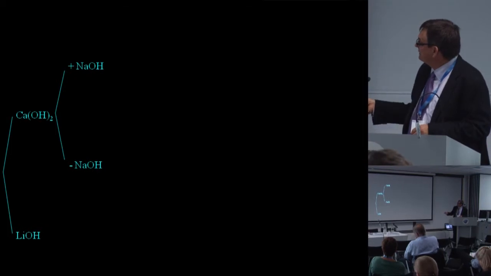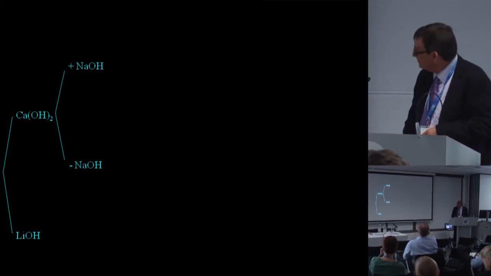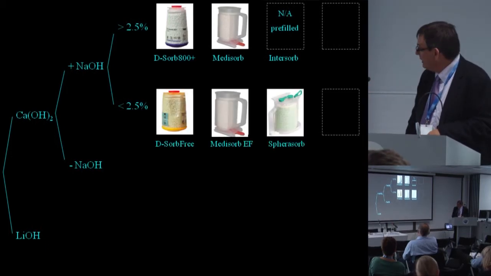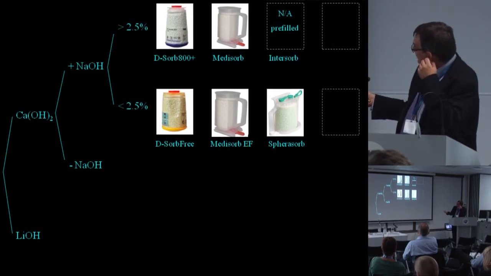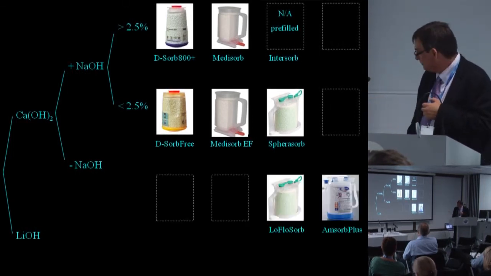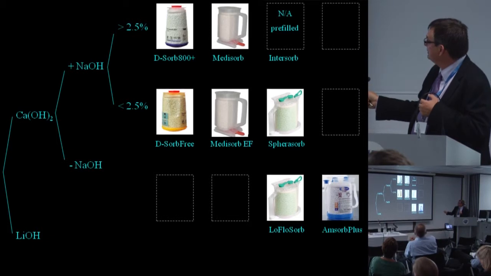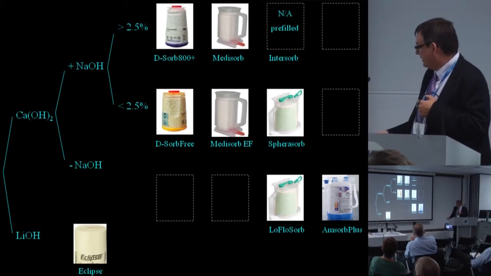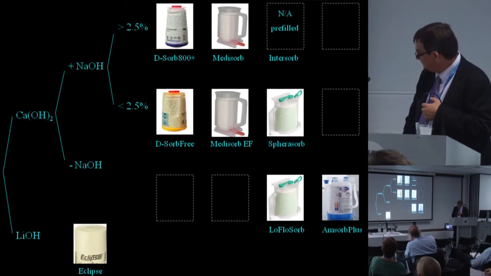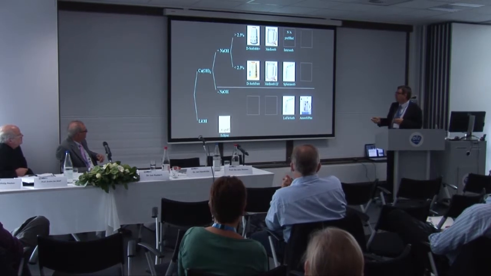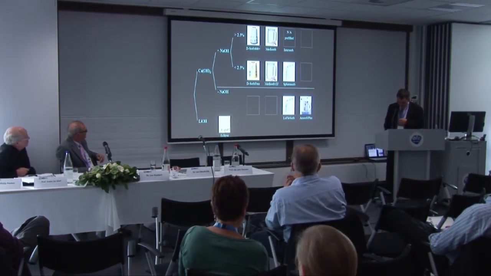So what do we end up with? We have the calcium hydroxide canisters and the lithium hydroxide canister, with the calcium hydroxide with some or no sodium hydroxide, either more than 2.5. You have the Draeger Sofnolime, the Medisorb. And I'm only showing you the ones we studied. The Draeger Sofnolime free, the Medisorb EF, the Spherasorb, the Lowflo sorb, the Amsorb, so no sodium hydroxide, a little, some. And then finally, the Litholyme, which contains lithium hydroxide. All these above the line can generate some compound A and some CO. All these underneath the line, they do not.